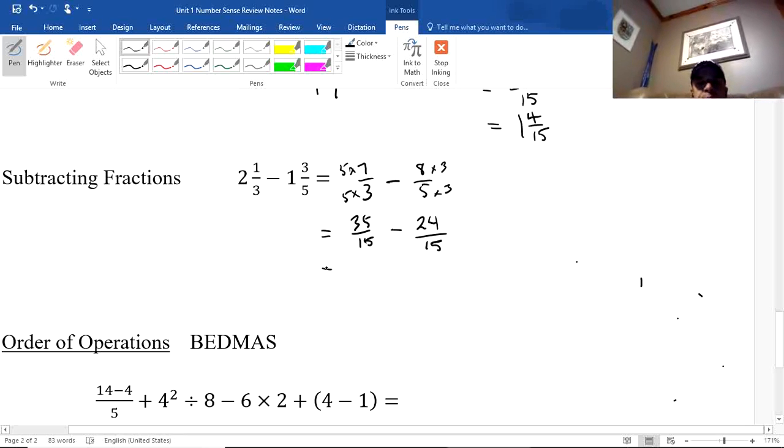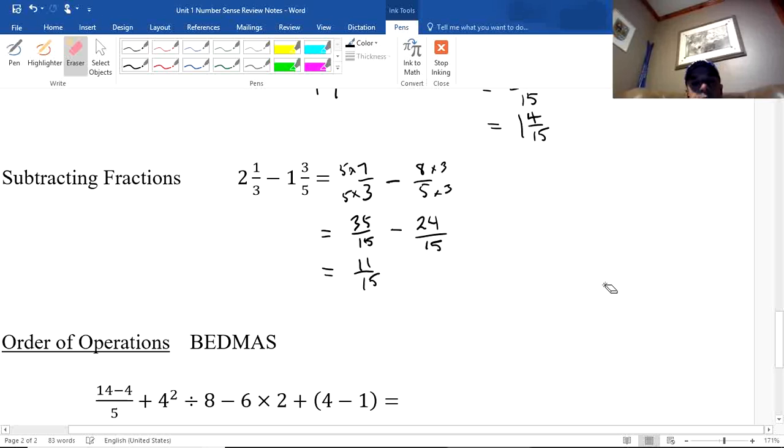Okay? Now I can subtract 24 from 35, which I believe is 11. And I have 11 over 15. And that is in lowest terms. There's nothing I can do with it. So that would be my final answer, 11 over 15. Okay.